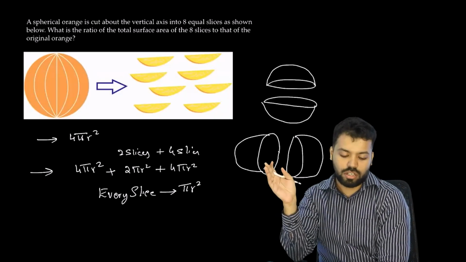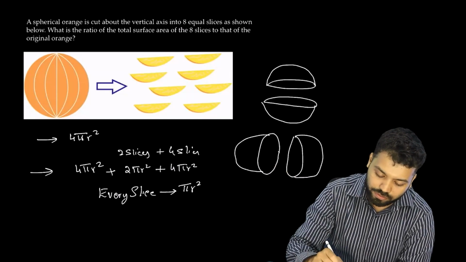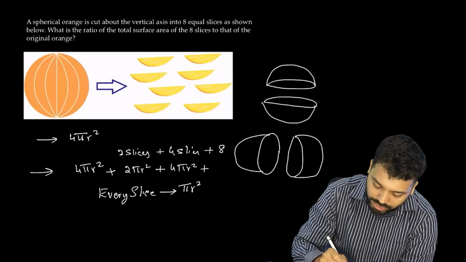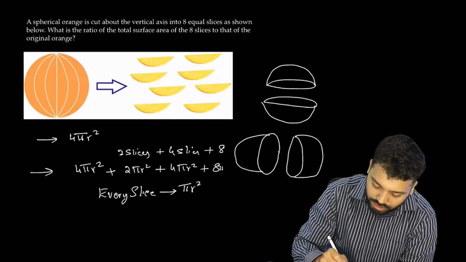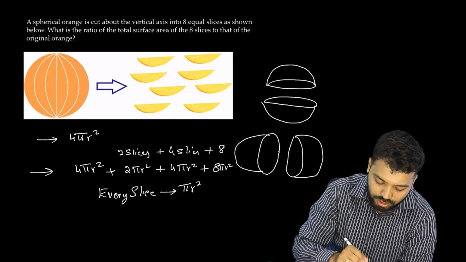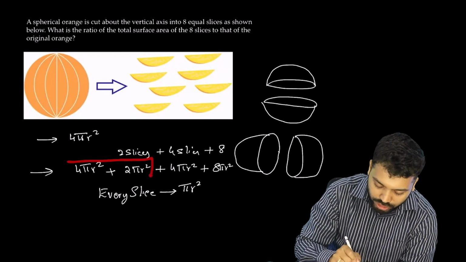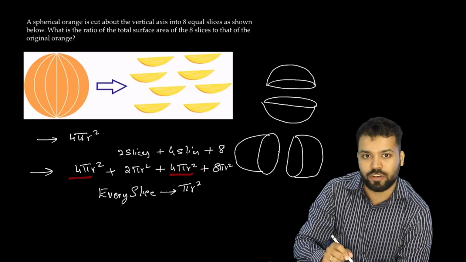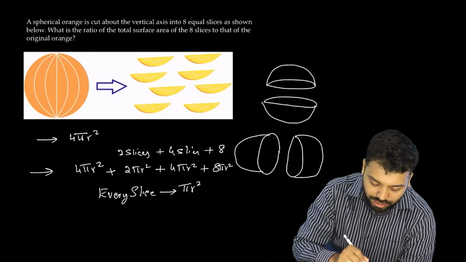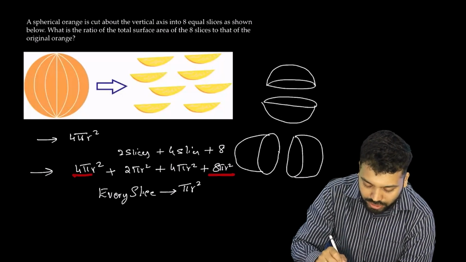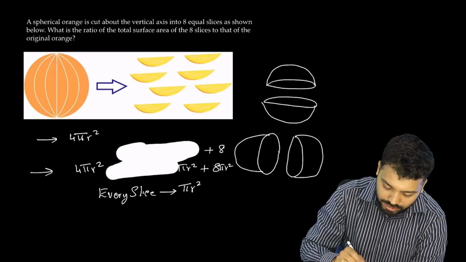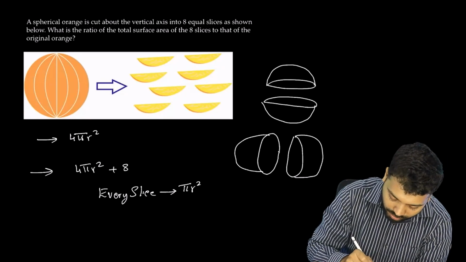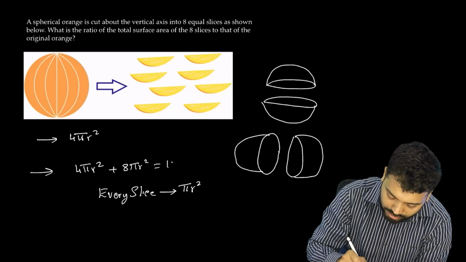Now, continuing what we have seen, now we have 8 slices. So 8 pi r square will get added to the original. So if it was 2 slices, my answer would have been 4 pi r square plus 2 pi r square. If it is 4 slices, it would be 4 pi r square plus 4 pi r square. If it is 8 slices, my total area will be 4 pi r square plus 8 pi r square. So 8 pi r square gets added, which totally is 12 pi r square.